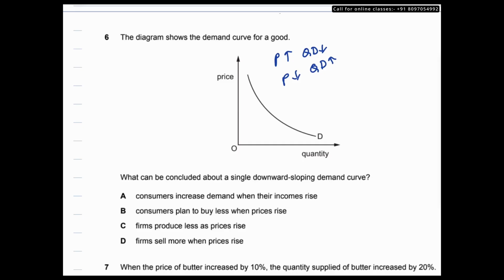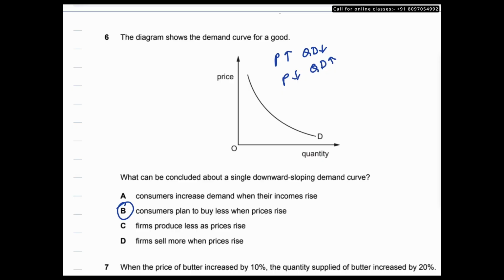Let's see which of these options talk about it. So here we have consumers increase the demand when their income rises. Whenever there is a change in a non-price factor, it would shift the demand curve, so you would not have a single curve, correct? Likewise, option B says consumers plan to buy less when price rises. I think this is more like it. So B seems to be the correct option here.